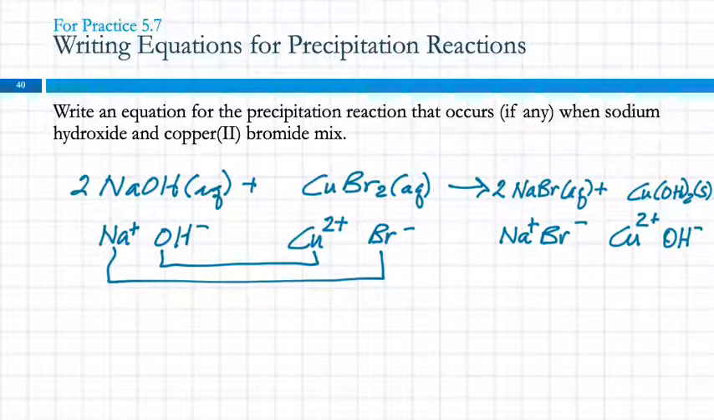I can't change the formulas. I can't make it Na2Br. It's real tempting sometimes. You can only put coefficients in front. Now I've got 1 copper and 1 copper and 2 bromides and 2 bromides. And there's the balanced precipitation reaction. Any questions?